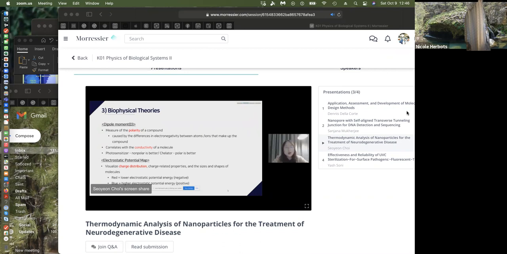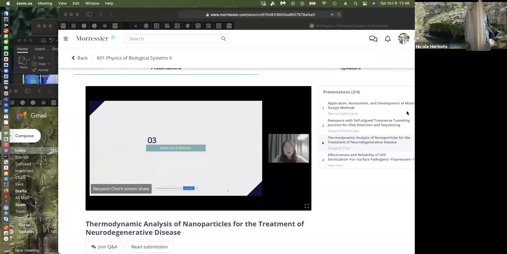Lastly, I'll talk about EPM. It visualizes charge distribution, charge-related properties, and the sizes and shapes of molecules. Red regions in EPM coincide with lower electrostatic potential energy, which means they're negative. Blue regions coincide with higher electrostatic potential energy, meaning they're positive.